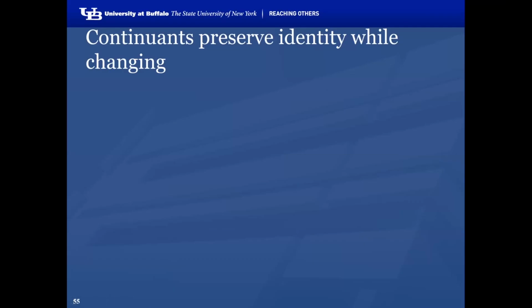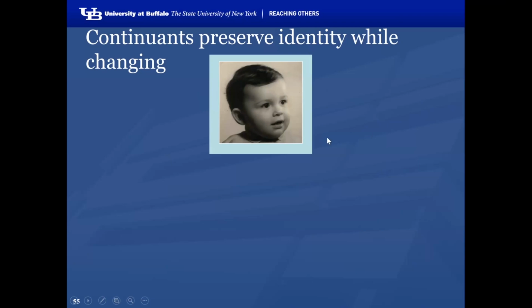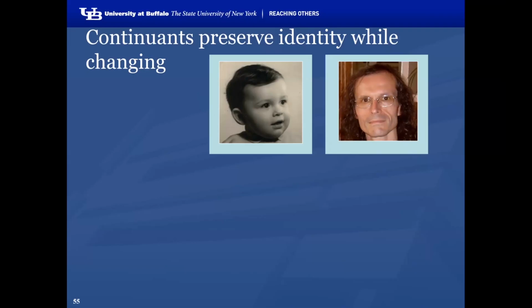Continuants preserve identity while changing. So this was me when I was a year old. My mother was very proud because she won with me the award of the most beautiful baby of the county. You see how things can change, right? That is me a couple of years ago. I was an instance of child in 1960. I'm an instance of adult since 1980.